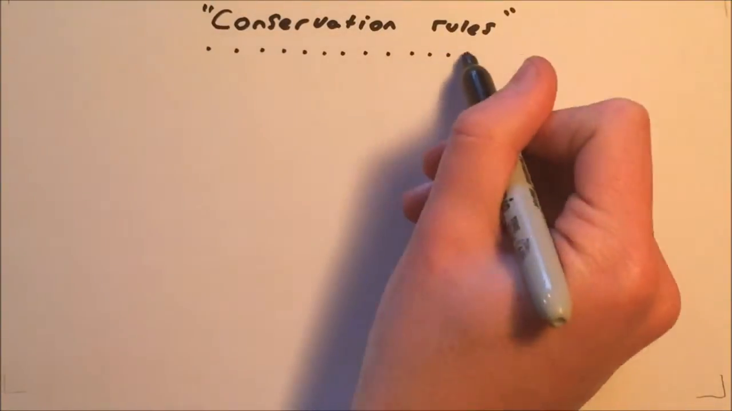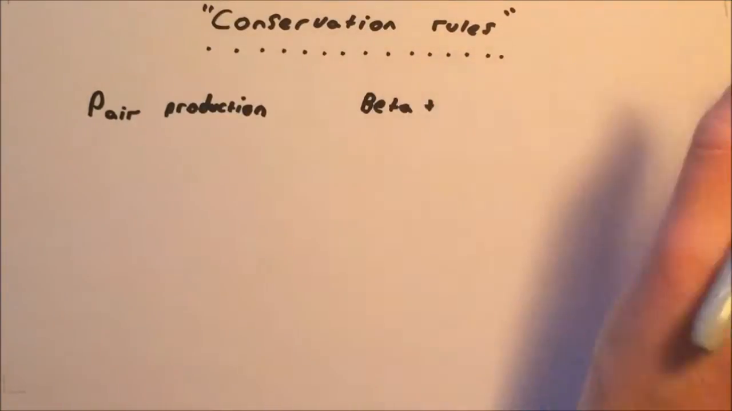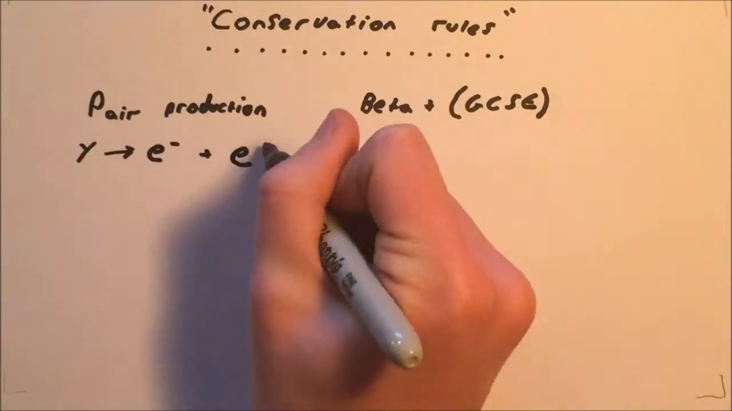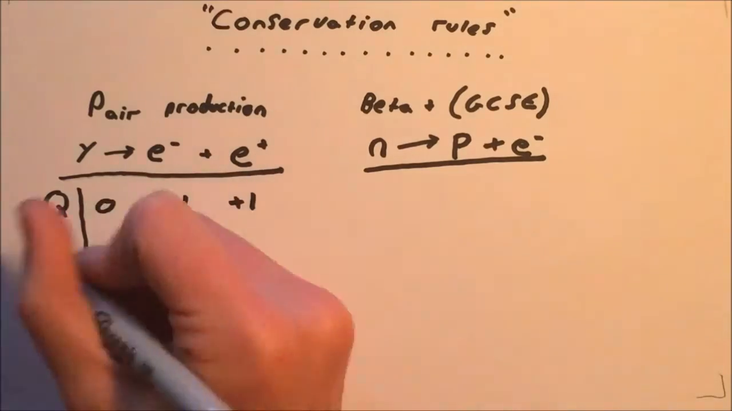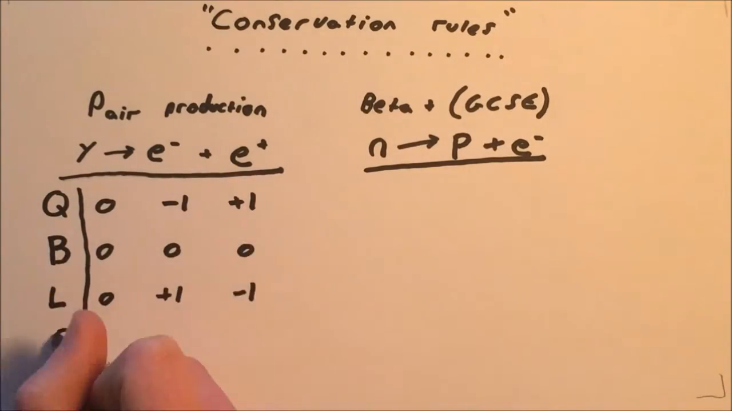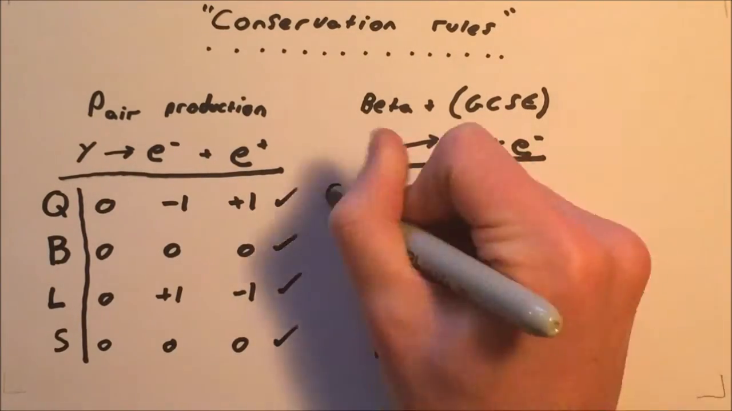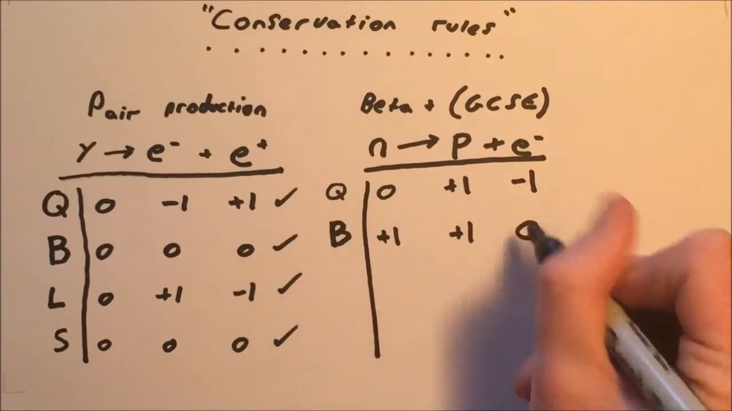In order for these interactions to take place, 4 things must be preserved: the charge, the baryon number, the lepton number, and the strangeness. If all of these things are preserved, the interaction is possible. The GCSE version of beta plus decay is impossible, as the lepton number is not preserved.